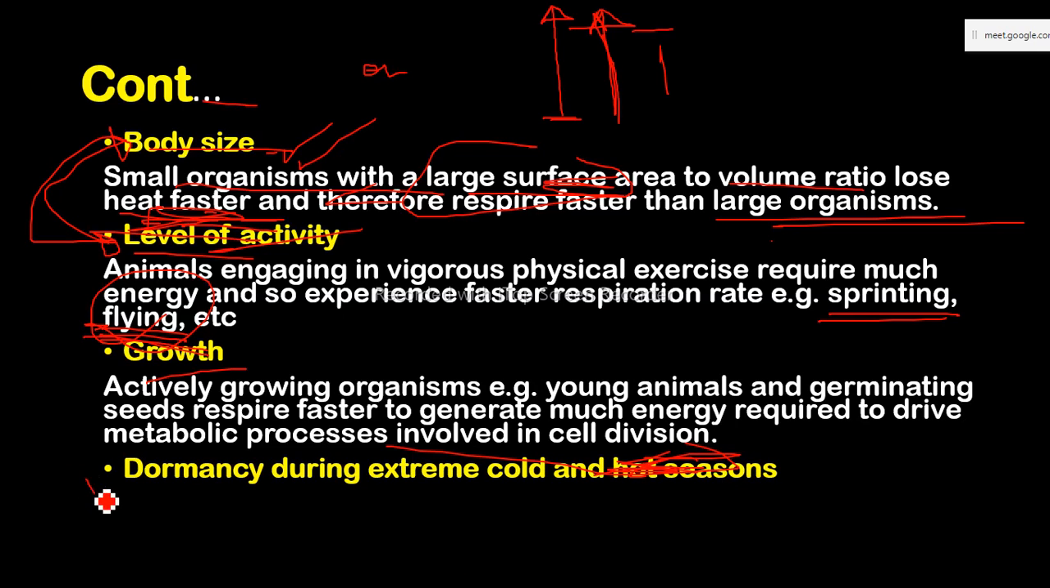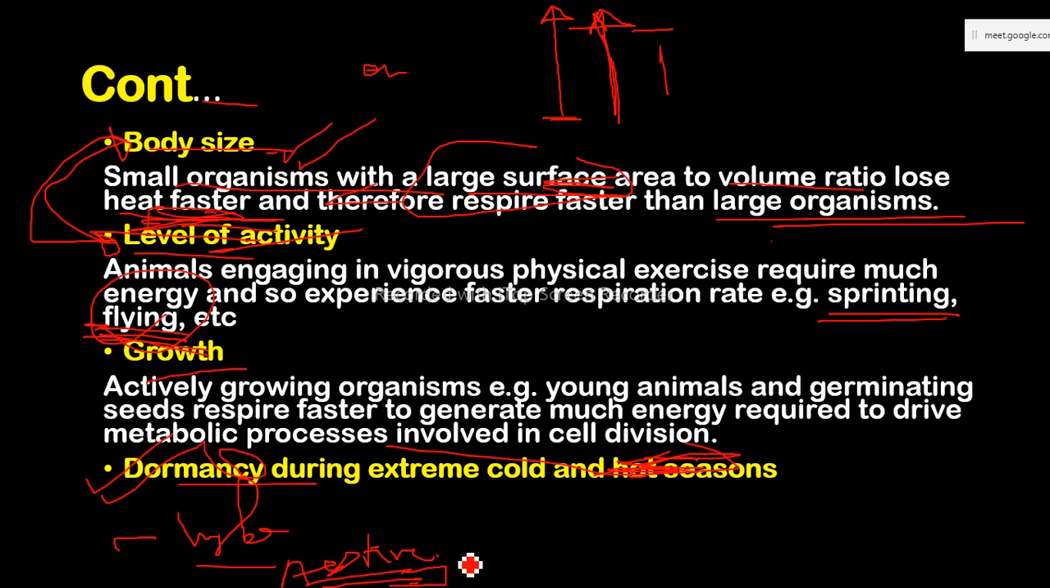We have dormancy, okay? During dormancy, we have, for example, an organism when it is hibernating, or an organism when it is estivating. Find out the difference. Anyway, estivation means that state of inactivity during summer, and hibernation is that state of inactivity during winter.